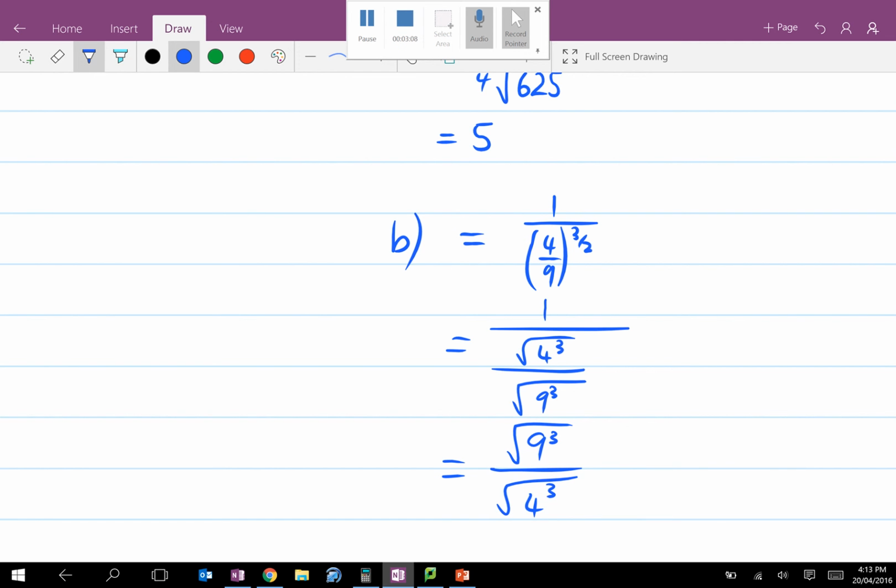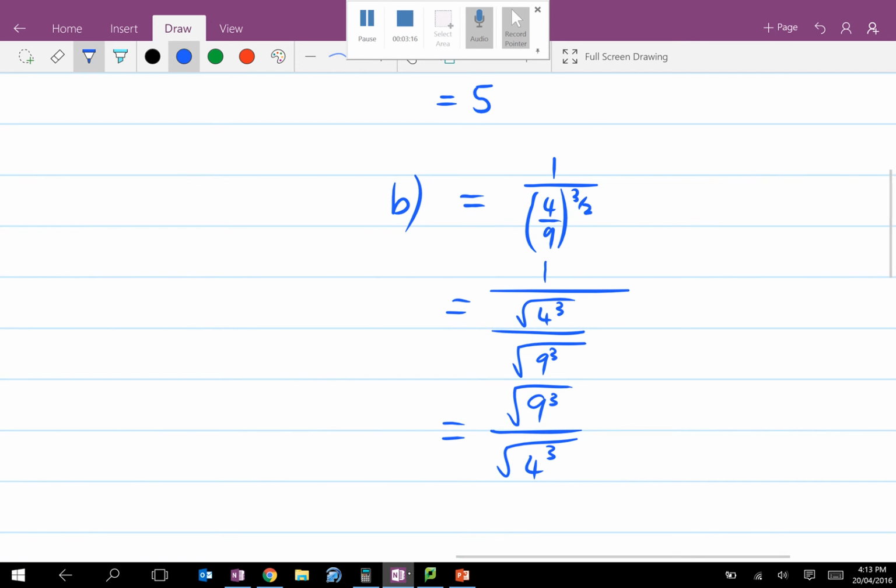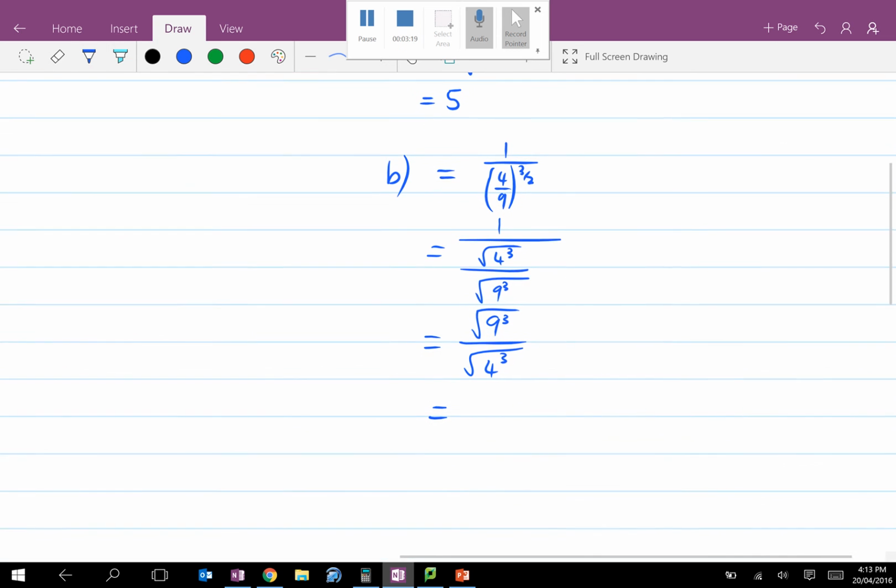Okay, so 9 cubed is 729, and we're looking for the square root. Square root of 729. And 4 cubed, of course, is 64. So the square root of 729 is 27, and the square root of 64 is 8. So it finally simplifies to 27 over 8.